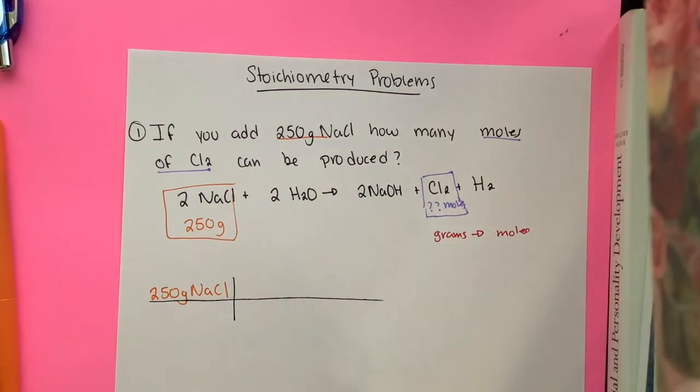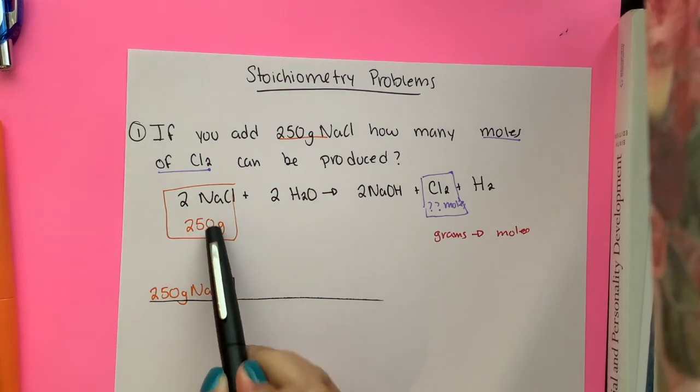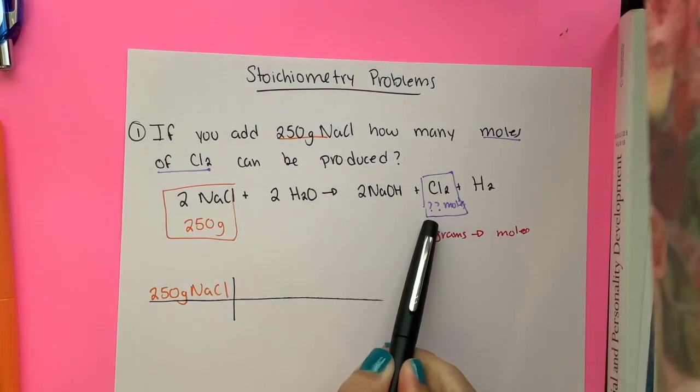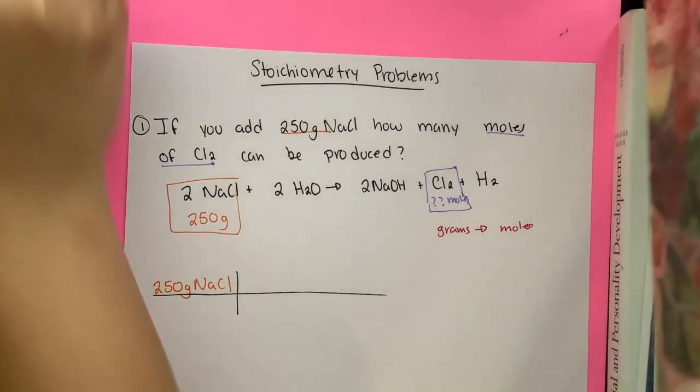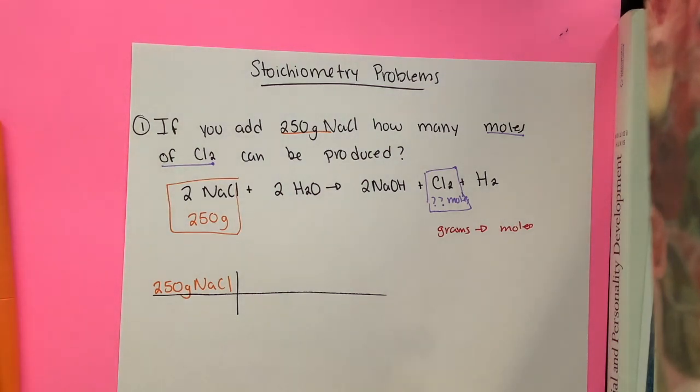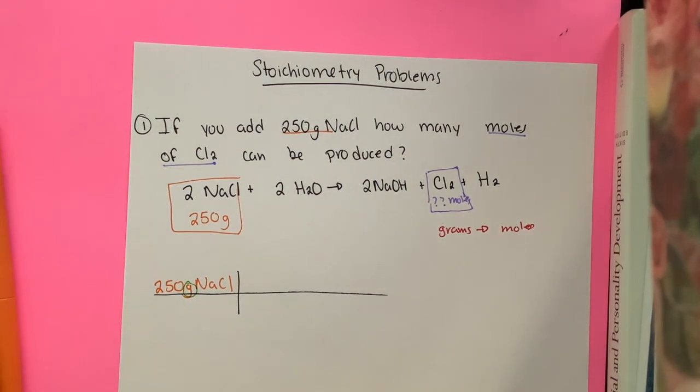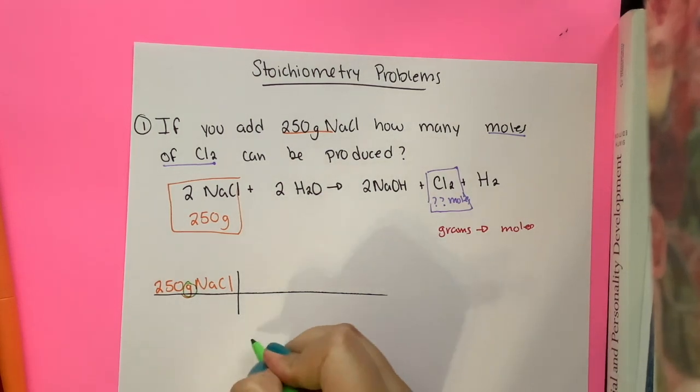Next, remember that you're always going to want to use the mole ratio in order to jump from one compound to another. But in order for you to use the mole ratio, you need to be in moles. And right now we're not. Right now we're in grams. So I need to go from grams to moles, and I'm going to do that by using the molar mass.